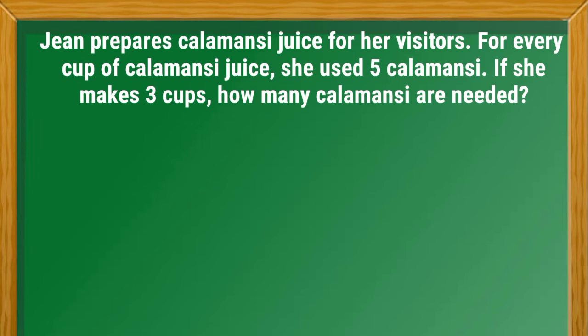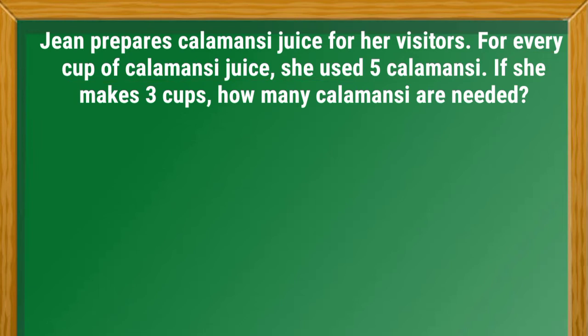Before you are going to answer the question, you have to analyze first the problem and categorize it: direct proportion, inverse proportion, or partitive proportion. You have to consider the ratios given in the problem. We have, for every cup of calamansi juice, she used 5 calamansi. So we can form a ratio out of it. Every cup means 1 cup, and then 5 calamansi. So the ratio is 1 cup is to 5 calamansi.